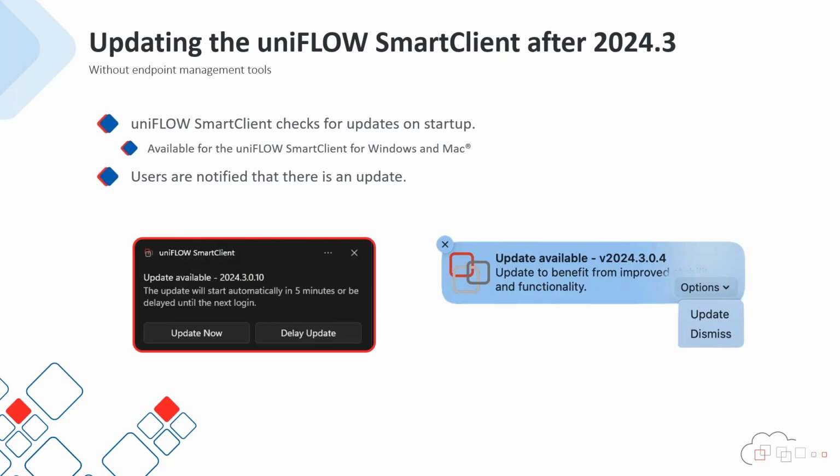So when prompted for an update, users have three options. They can update now, delay the update, or just do nothing and wait for the update to start after 5 minutes. Now, if the delay update option is selected for Windows users, the update will be postponed until the next login, at which point it will be installed. Similarly, for the Mac users, it's the same type of process. So if they ignore it, after 5 minutes, it will be an option presented to them again.